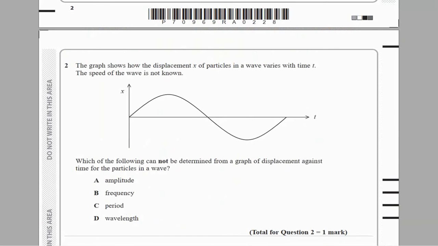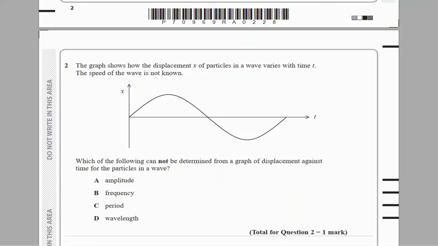Now let's take a look at question 2. The graph shows how the displacement x of particles in a wave varies with time t. The speed of the wave is not known. Which of the following cannot be determined? So focus on not. Be determined from the graph of displacement against time for the particles in the wave.